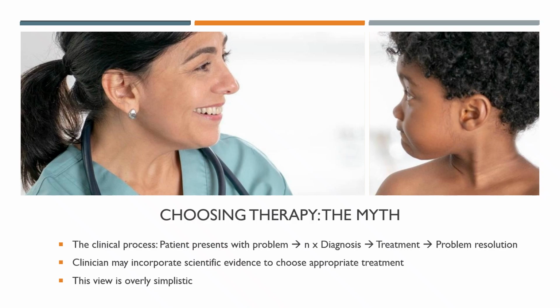But again, here's the reality. This view is overly simplistic. In practice, choosing therapy involves uncertainty, competing priorities, and a constant balancing act. Patients often have multiple conditions at once, treatments may conflict with one another, and evidence doesn't always apply perfectly to the unique individual sitting in front of the clinician. For example, a therapy that works in a controlled study may be unsafe or impractical for a patient with other illnesses, or they may have limited resources, or maybe they have different goals of care.